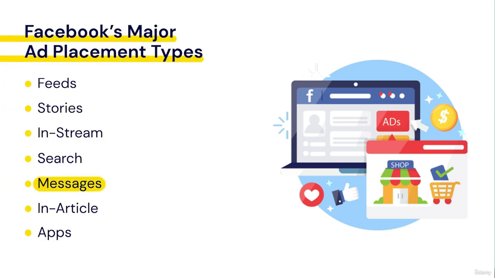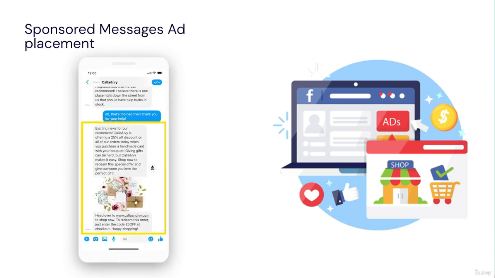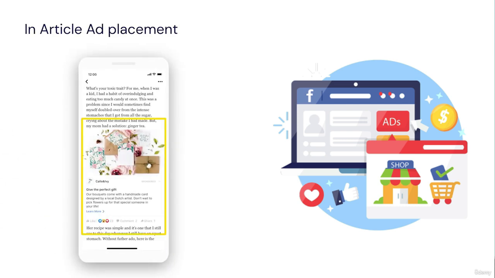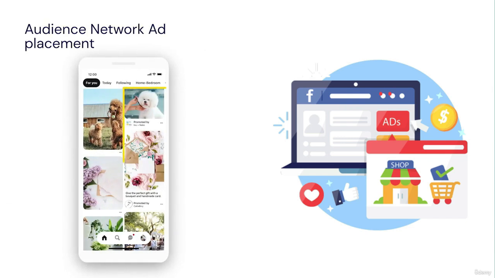After that, we have sponsored messages. If you choose this placement, your ad will appear as messages to people who have had an existing conversation with you in Messenger. Second to last, we have the Facebook Instant Article placement. This means that your ad will appear in someone's article on the Facebook mobile app. Finally, our last ad placement is apps, which displays your ad in external apps through the Facebook Audience Network. And Audience Network extends Facebook's people-based advertising beyond the Facebook platforms.